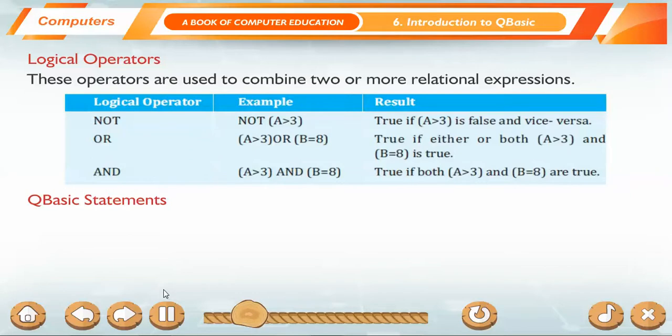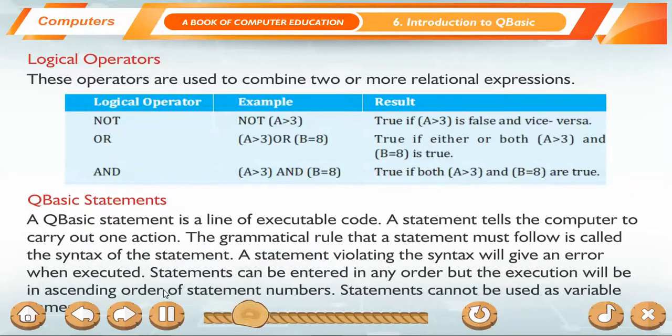QBasic statements. A QBasic statement is a line of executable code. A statement tells the computer to carry out one action. The grammatical rule that a statement must follow is called the syntax of the statement. A statement violating the syntax will give an error when executed. Statements can be entered in any order, but the execution will be in ascending order of the statement numbers. Keywords cannot be used as variable names.